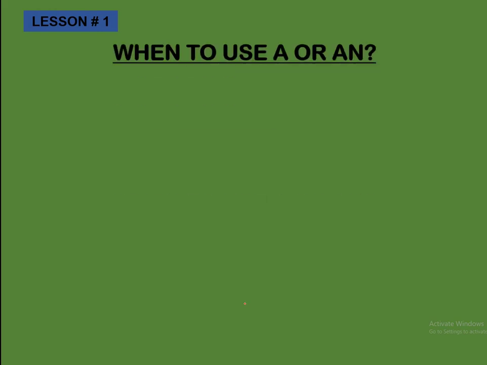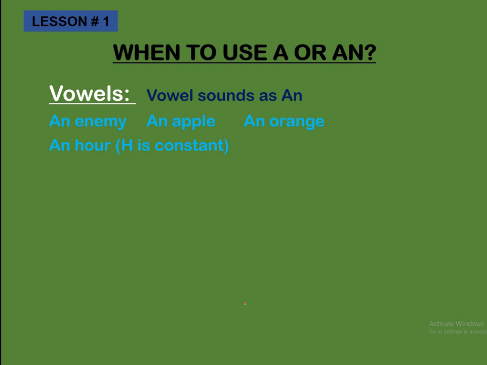Let's move forward. When we use a or an, when the case is of vowels, whenever there is a vowel sound in the sentence, before the vowel we have to use an. So vowel sounds take an, like an enemy. Enemy starts from E, which is a vowel, so we add an before enemy. Similarly, an apple. An orange, O is again a vowel, so anything starting with a vowel sound takes an: an orange, an apple, an enemy.